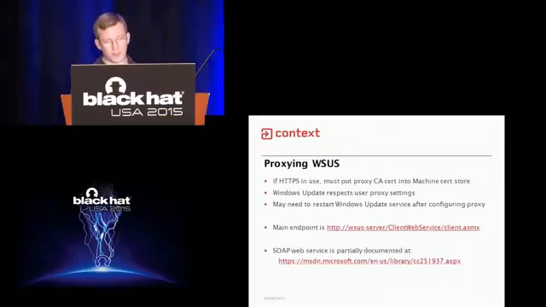Windows Update does respect the proxy settings. Sometimes you might have to restart the Windows Update service to get it to pick up the proxy settings, although normally not. So the main thing we're interested in is the endpoint, which is client.asmx, this one here. This is where most of the interesting stuff happens. And the SOAP web service is actually documented on MSDN. Well, it's partially documented. I'll show you why that's interesting shortly. But there is some useful stuff there.